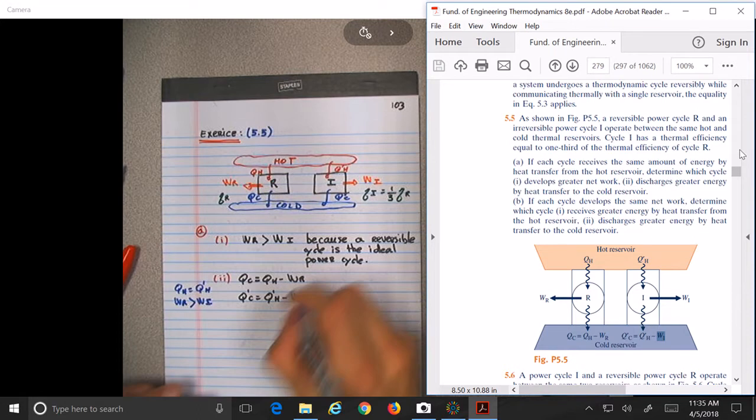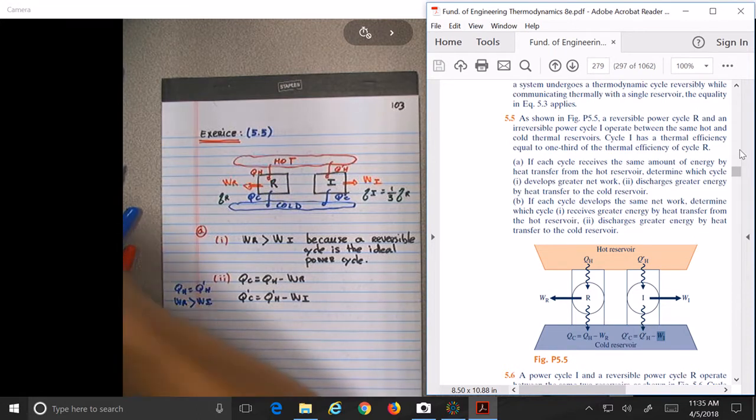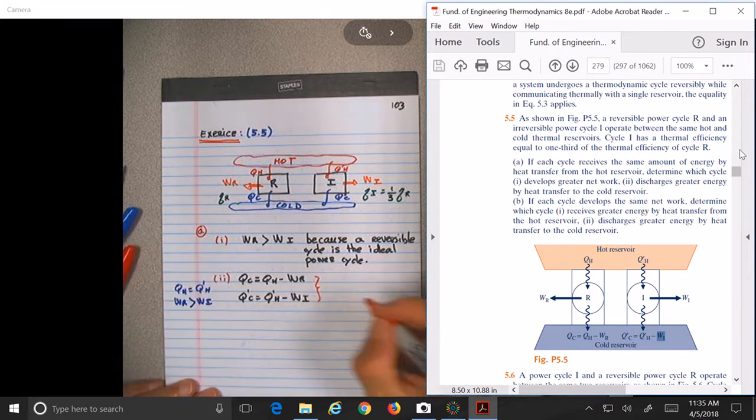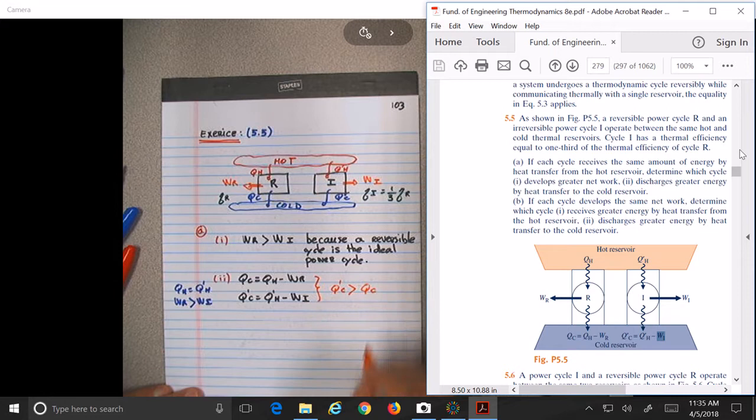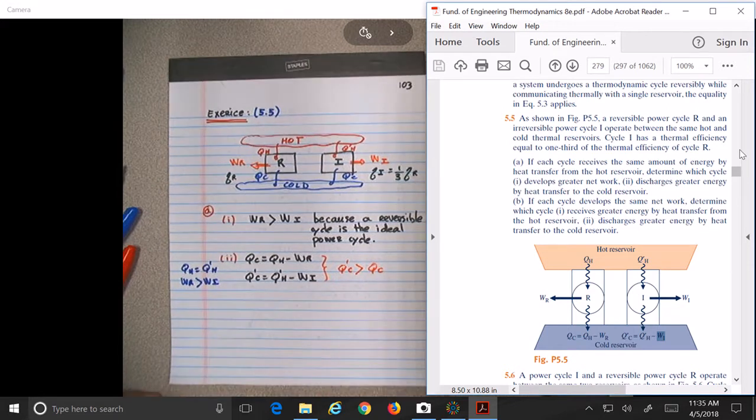So if we combine all this, what does that mean? That Q prime C will be higher than QC. Okay, that's not the kind of problem I was thinking of, but I thought it would ask me something, a bit of numbers, but okay.